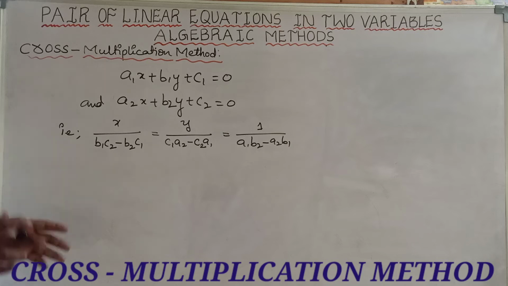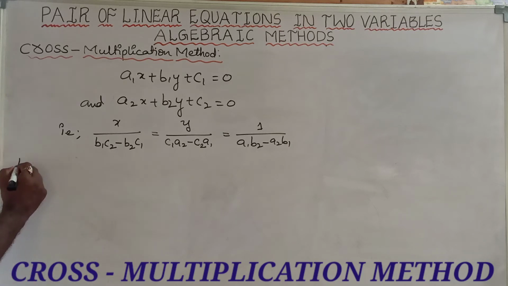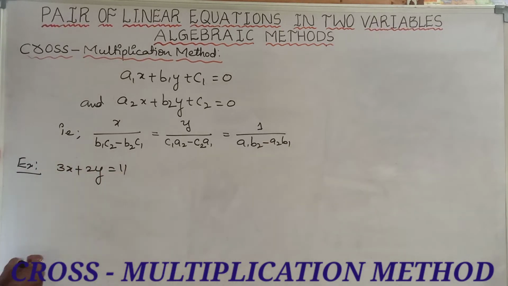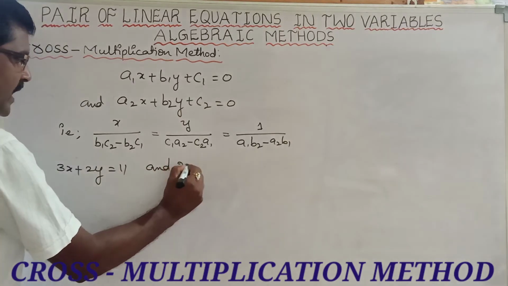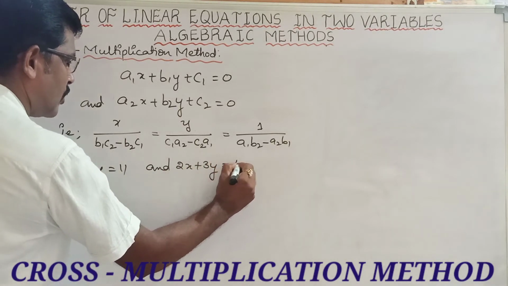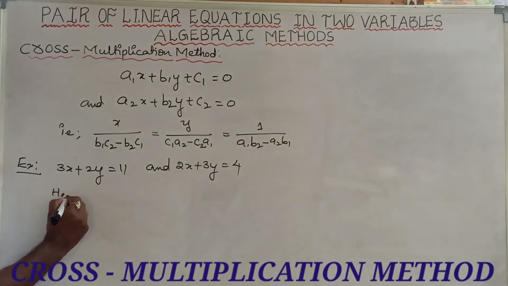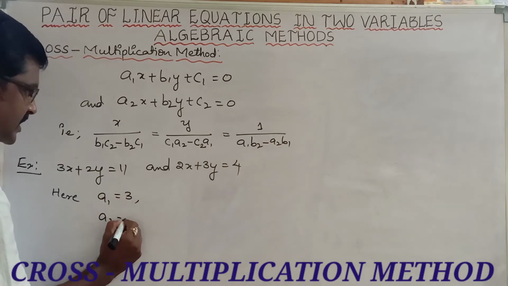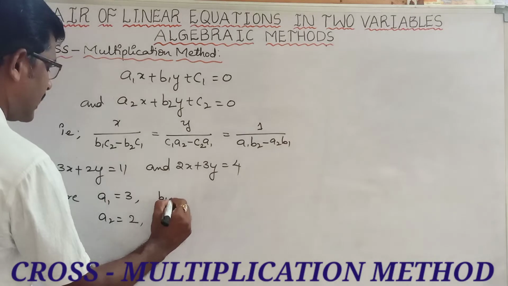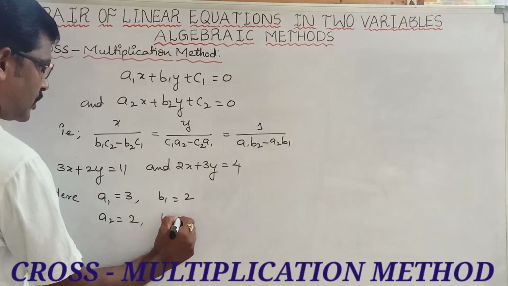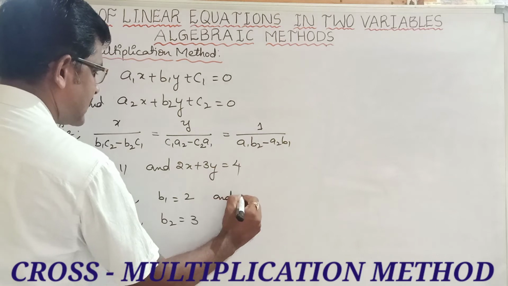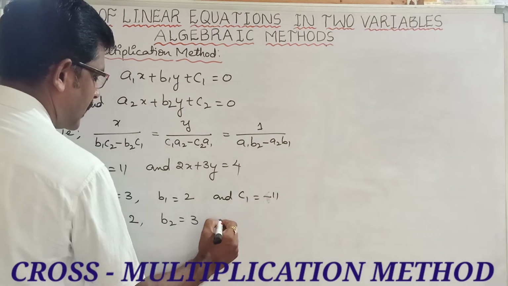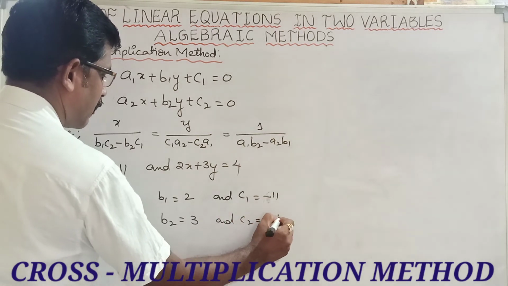Let me check with the example already solved previously. The example is 3x plus 2y is equal to 11 and 2x plus 3y is equal to 4. Here a1 is equal to 3, a2 is equal to 2, b1 is equal to 2, b2 is equal to 3, and c1 is equal to minus 11, c2 is equal to minus 4.